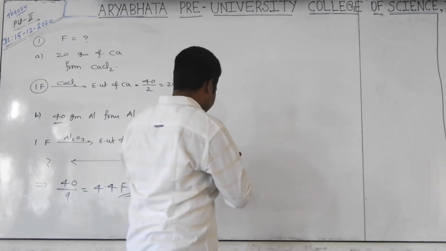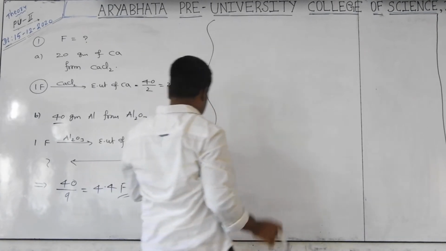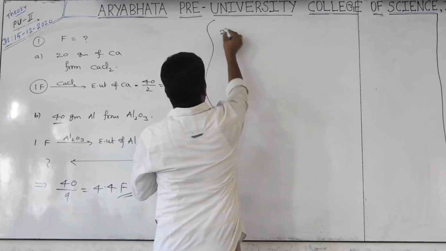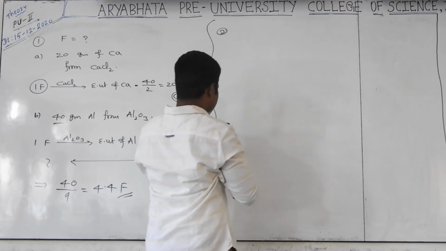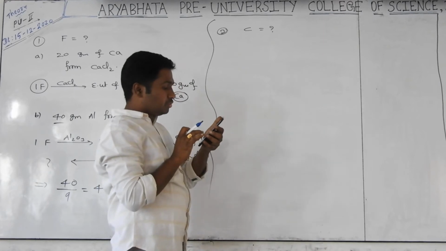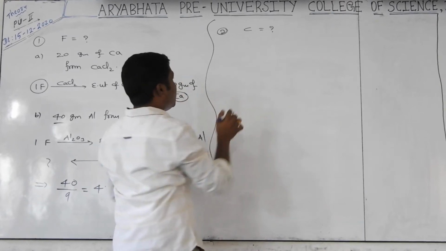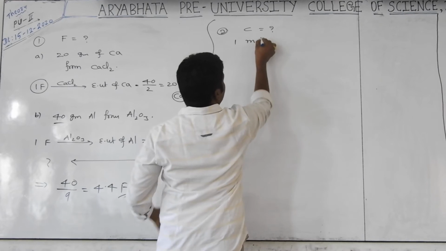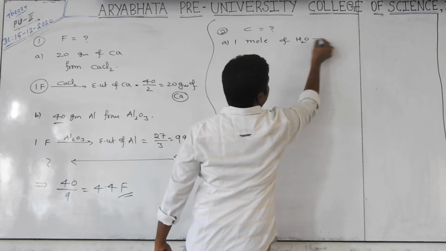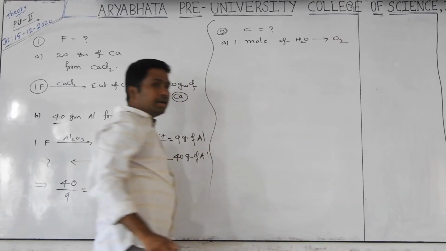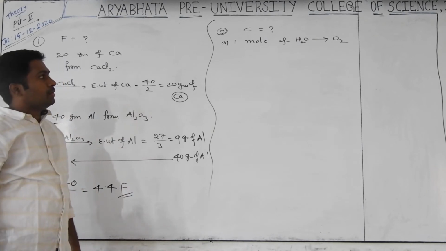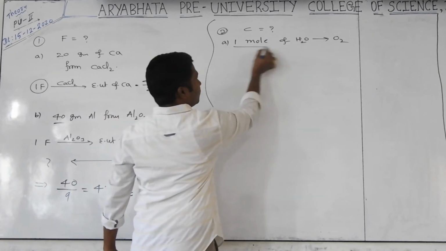You do one more question. It has been asked several times in competitive examinations. How much electricity is required in coulombs? See the question: how much charge in coulombs is required to reduce 1 mole of water into oxygen? Good question. 1 mole of water has to be converted to oxygen. How much current in coulombs is required? But we have to take 1 mole of water only.